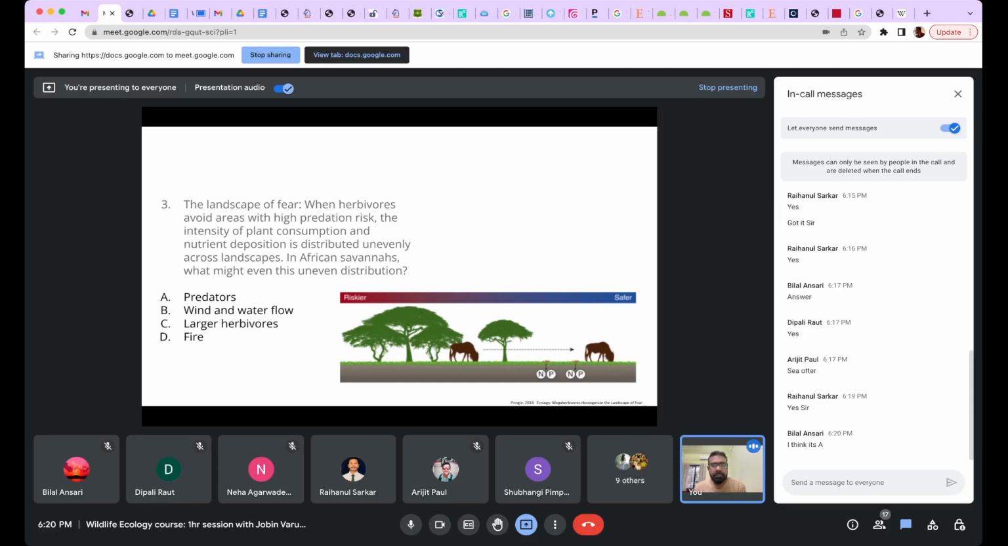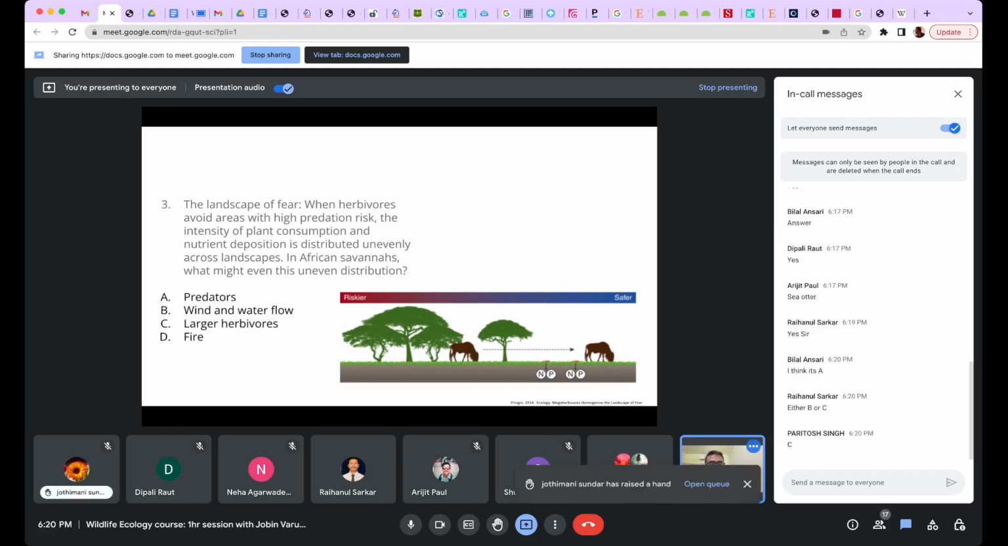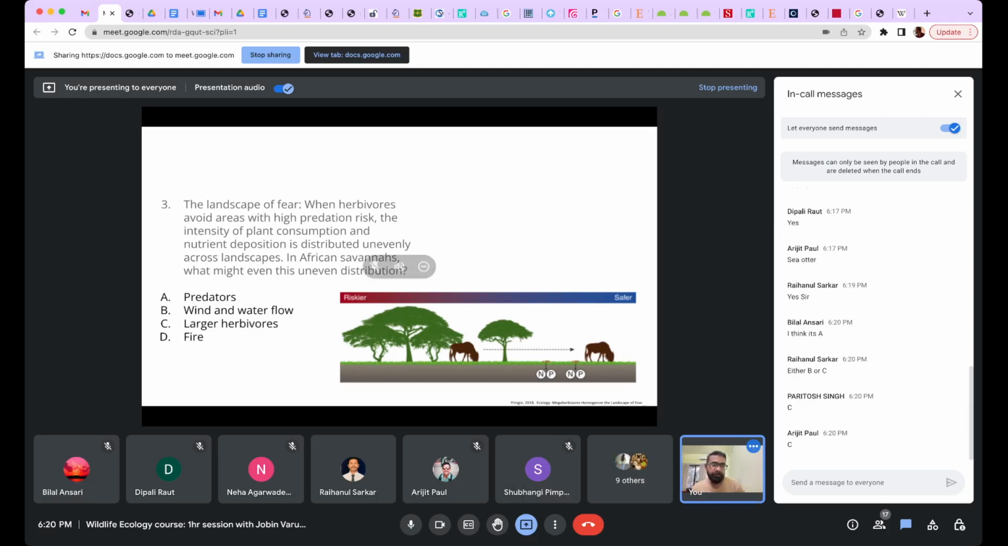So this question is not very different from the Yellowstone National Park and the wolf example. It's the same thing. The wolf created a landscape of fear, so that there were certain portions of the Yellowstone National Park that the deer never went to because of the high population of the wolf there. So those areas or regions started having a better growth of plants.